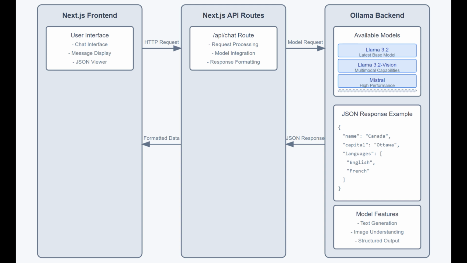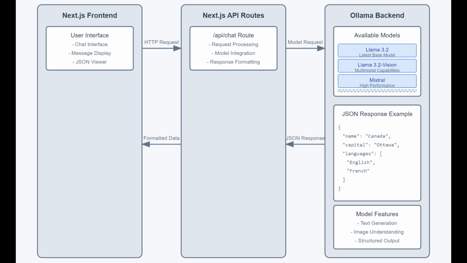The Ollama AI architecture diagram illustrates a comprehensive three-tier system built on Next.js and modern AI models. At its core, the system consists of a Next.js front-end handling user interactions through a chat interface, a Next.js API layer managing request processing and routing, and an Ollama backend powered by two key AI models, Mistral for general tasks and Llama 3.2-Vision for multimodal capabilities, text, and images.